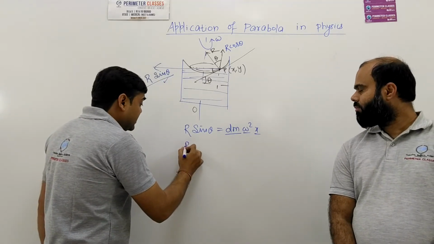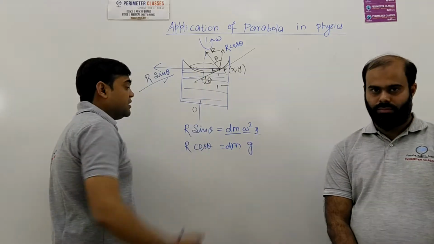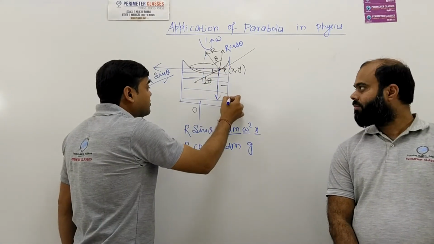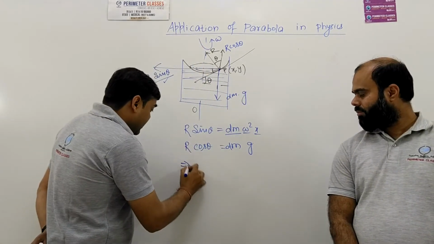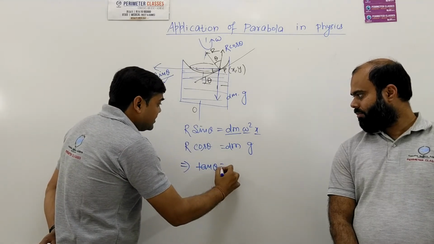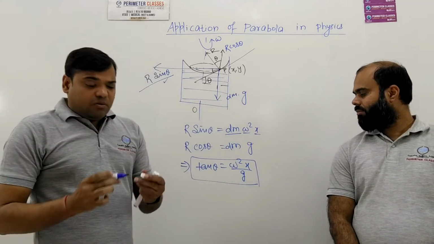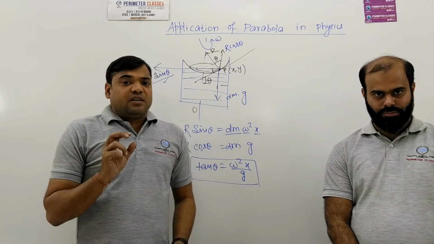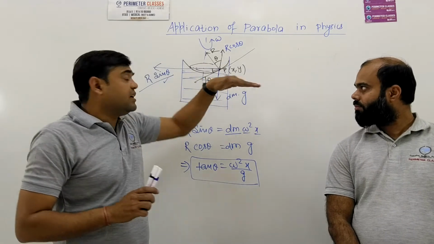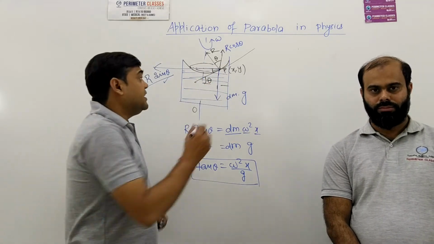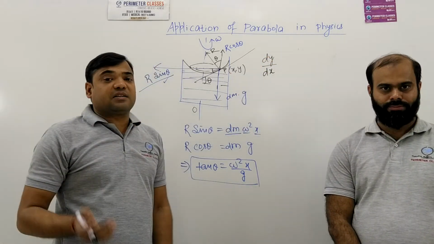Along the y direction I can say that the particle is not moving. So this force must get balanced by the gravitational force that is acting downward, dm into g here. Now I can simply divide these two equations and we will get tan theta as omega square x upon g. Now from calculus we know that the slope, or the value of tan theta that the tangent is making with the x axis, can be written as dy by dx.